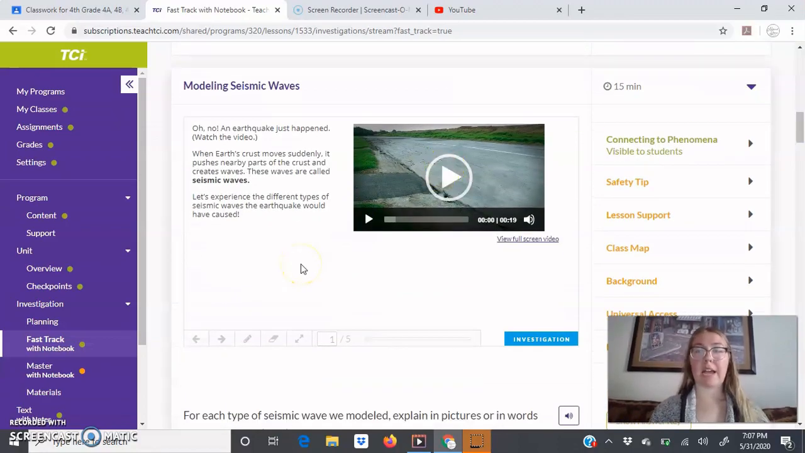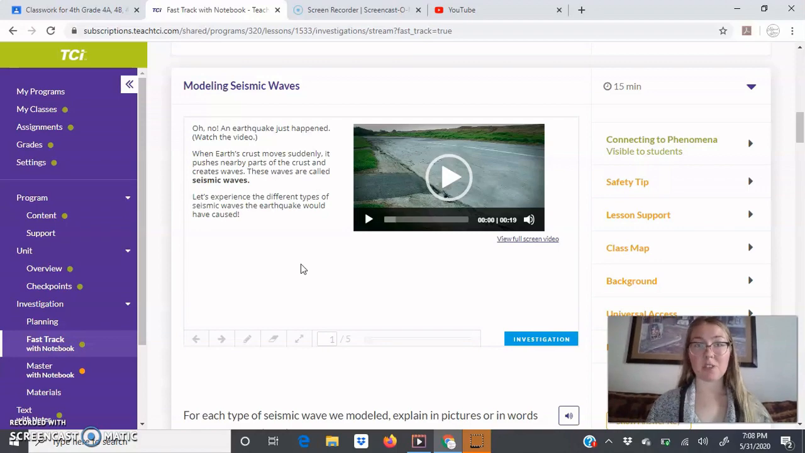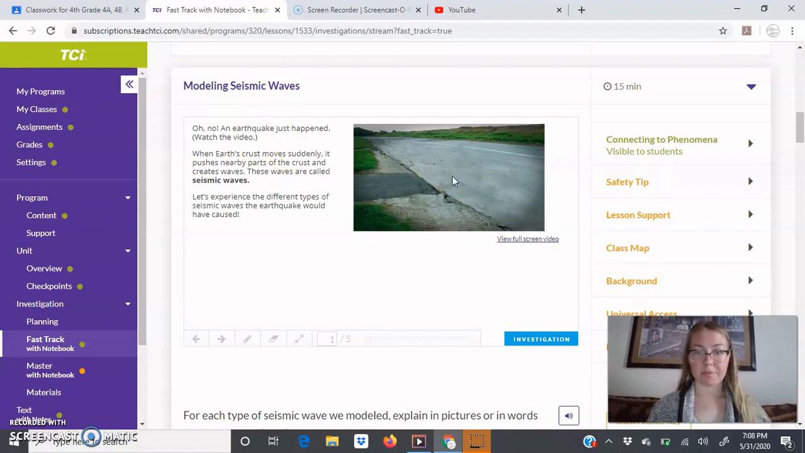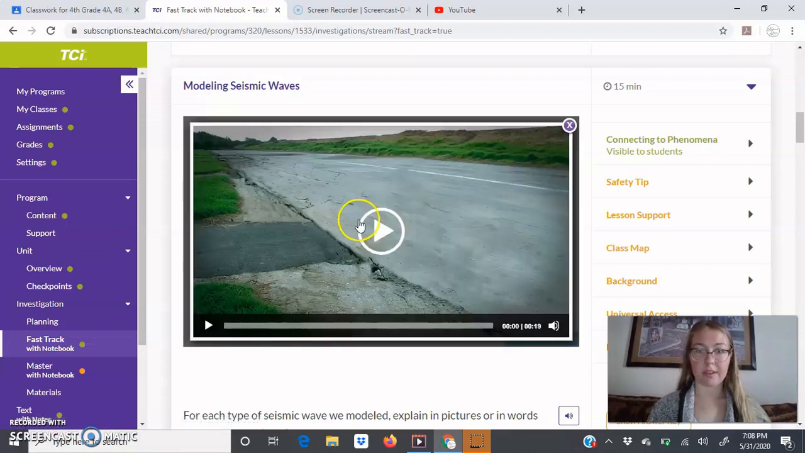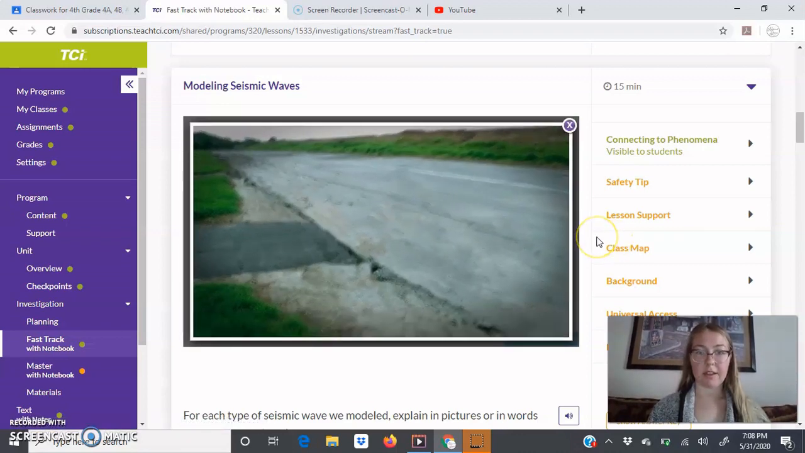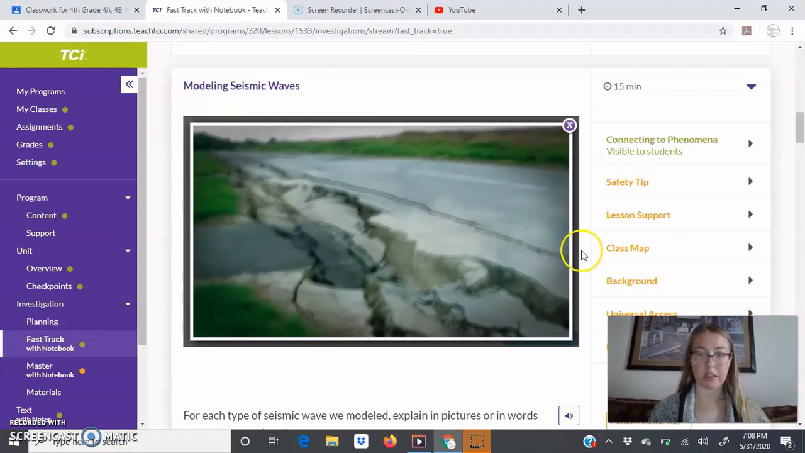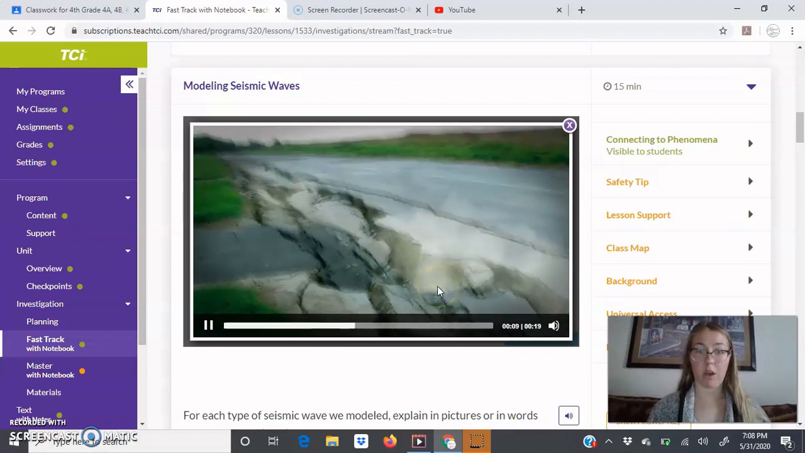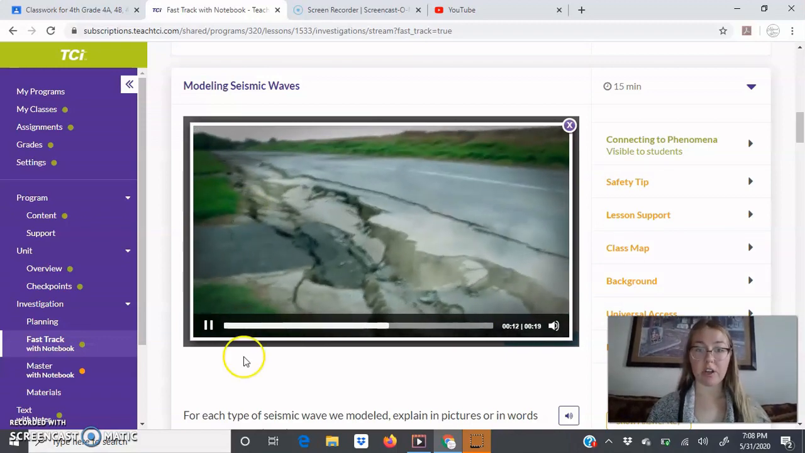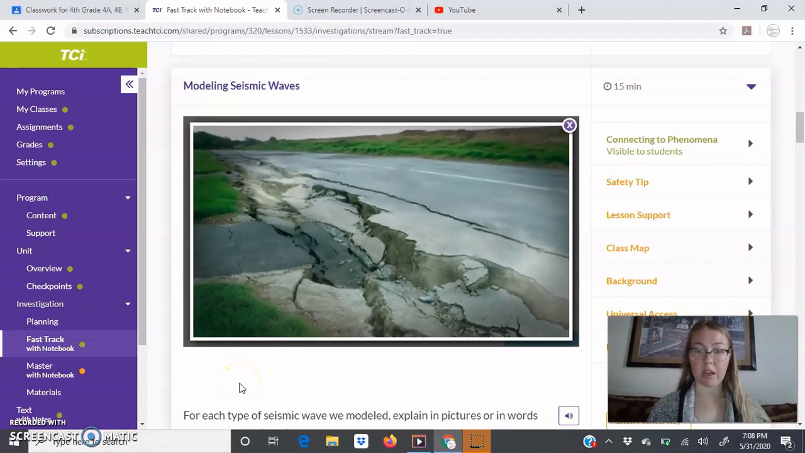So we are learning about seismic waves today. Seismic waves are the waves that travel through the earth that cause earthquakes. So like we just watched in that other video, in this video we are going to see the seismic waves open up the earth. I'm going to make it a little bit bigger. So we see that it's shaking and it's shaking, and we see, whoa, this huge crack in the earth. It's getting bigger and bigger.